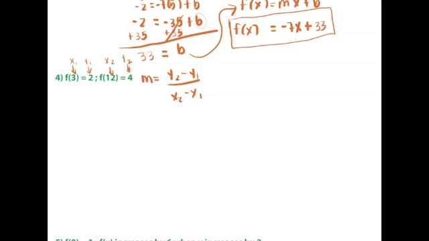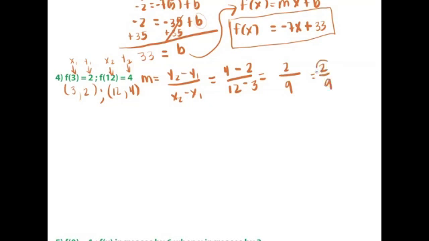Okay, and just solve this out now. So maybe it might help to put in a point. So in this first function, x is 3, y is 2. And in the second function, x is 12, y is 4. So just solve this out. y2 is 4, y1 is 2, x2 is 12, and then x1 is 3. And if we solve this out, 2 over 12 minus 3 is 9. So my slope for this guy is 2 over 9.